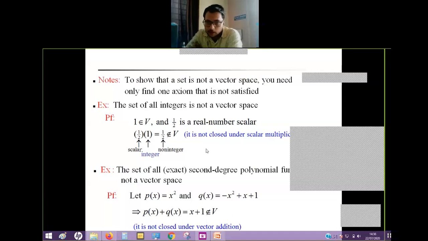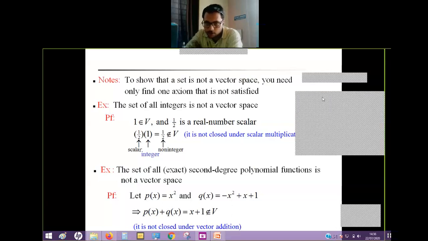So the next example is the set of all second degree polynomial functions. The set of all second degree polynomial functions is not a vector space. Please make a note of this. If you have understood the concept, we have said any polynomial of degree n or less is a vector space, but the set of second degree polynomial functions is not a vector space.